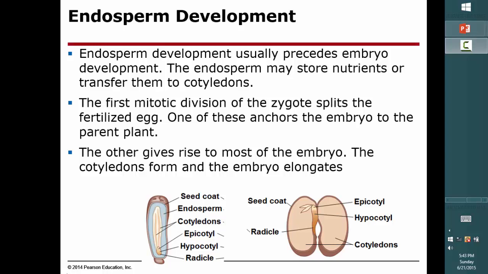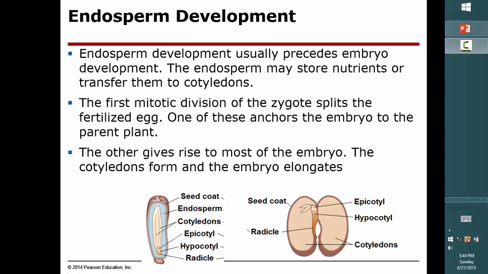So now let's look at the development of the embryo and the seed after double fertilization occurs. Usually the endosperm develops before the embryo. That way, there are plenty of nutrients available to give that developing embryo the energy that it needs for growth and cellular division.